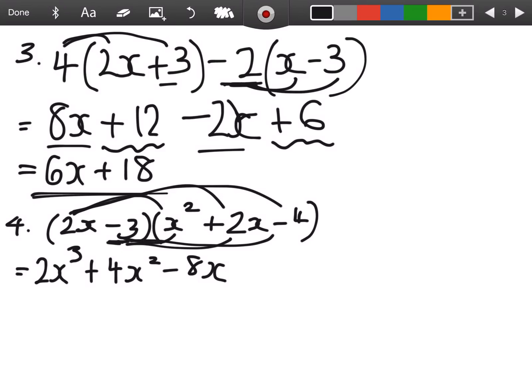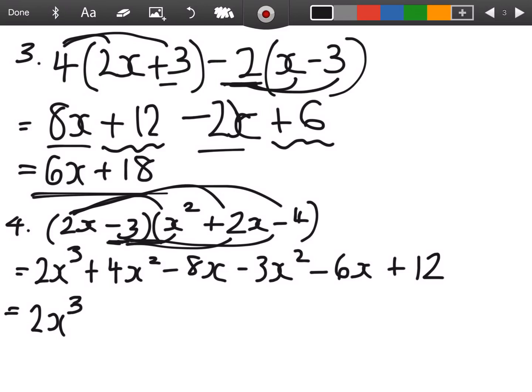Now I multiply the negative 3 here by all the terms in the second bracket. So negative 3 times x squared. Negative 3 times a positive 2x, negative 6x. And negative 3 times negative 4, two negatives multiply to make the positive 12. And at the end, obviously, collect any like terms together.